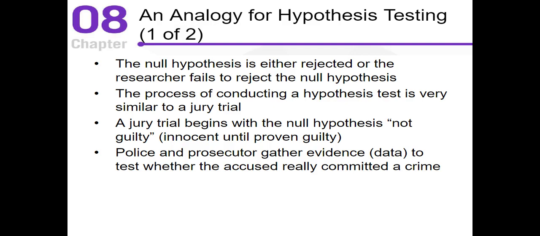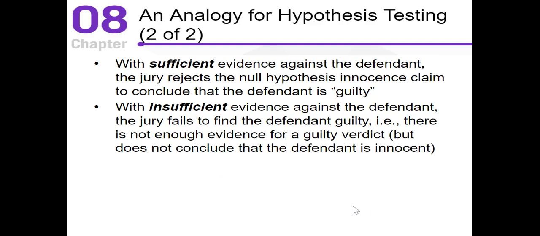So an analogy for hypothesis testing is that the null hypothesis is either rejected or the researcher fails to reject the null hypothesis. The process for conducting a hypothesis test is very similar to a jury trial. The jury begins with the null hypothesis that the person is innocent until proven guilty. And then police and the prosecutor have to gather evidence, data, to test whether the accused really committed the crime. With sufficient evidence against the defendant, the jury will reject the null hypothesis and find that the defendant is guilty.